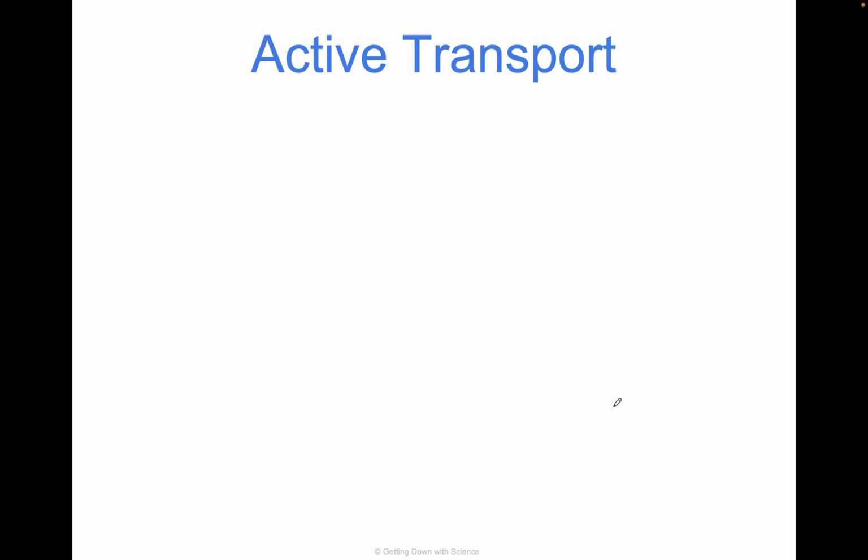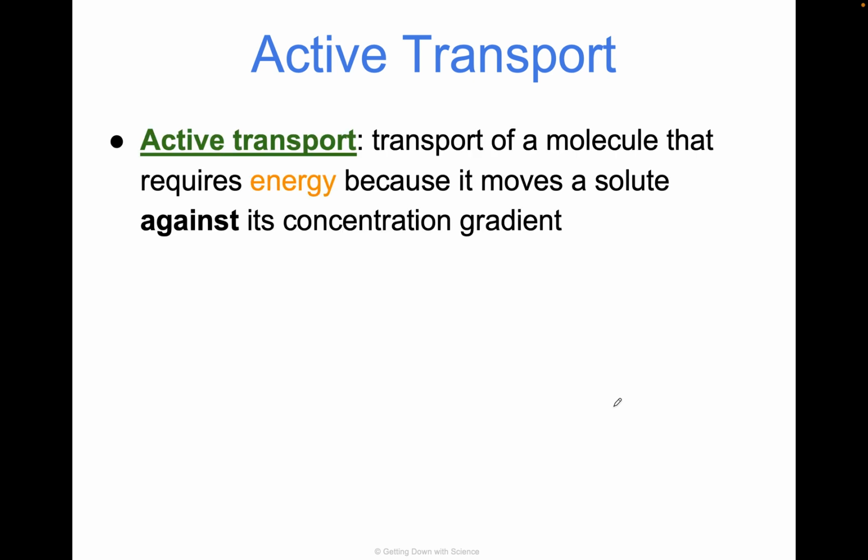Let's talk active transport. So active transport is the transport of a molecule that requires energy. It moves against its concentration gradient. So we're shoving more stuff in there than can actually fit, right? And we need energy to be able to do that. These are things called pumps, right? So we're going to see some protein pumps. There are things called co-transports.